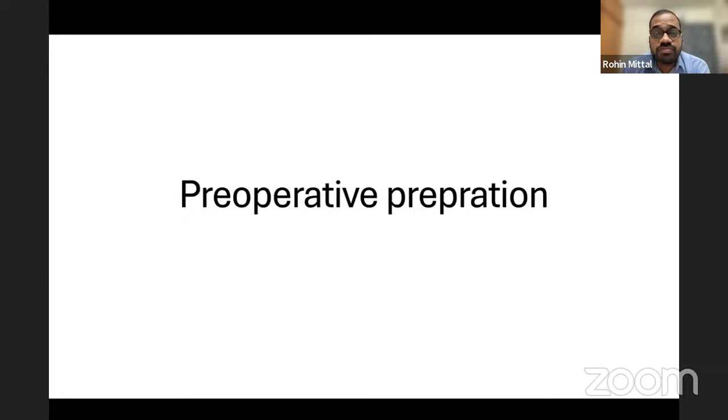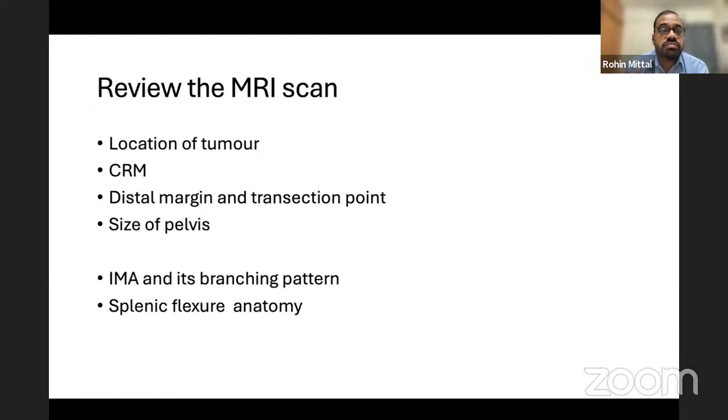So now, preoperative preparation is absolutely important in doing a low anterior resection. First and foremost, like our previous speakers have said, we have to review the MRI scan. We've got to look at the location of the tumor, the circumferential margin, and the distal margin and see where our transection point is likely to be. And then a very important point is to look at the size of the pelvis. A narrow pelvis is going to predict a difficult operation. With a wide pelvis, the operation is likely to be slightly easier.